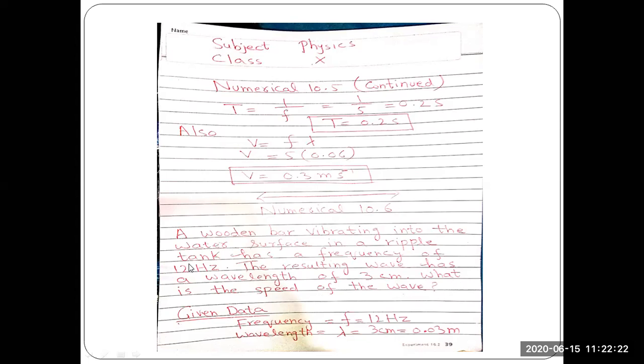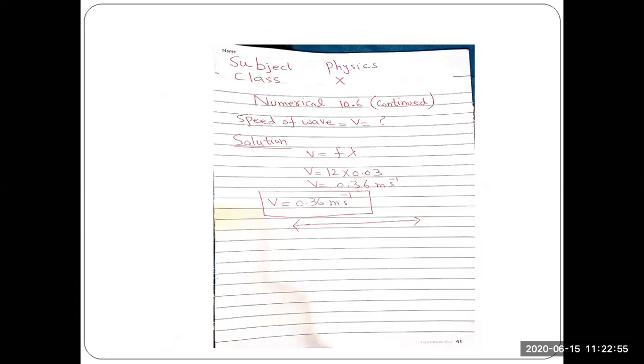In this numerical, what is given to me? Frequency is 12 Hz, because hertz is the unit of frequency. Wavelength is given as lambda, and lambda is 3 centimeters. Again, this is the smaller unit of length, so I convert this into the SI unit, which is meter. 3 divided by 100 is 0.03 meter. So I converted this.